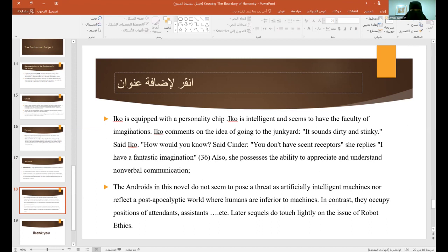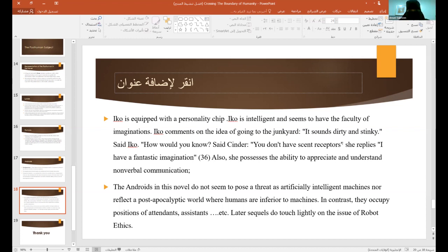What is interesting is that Echo is equipped with a personality chip, and this is a code that I've taken from the book. She comments on the idea of going to the junkyard. She says it sounds dirty and stinky. And how would you know? Cinder asks her, you don't have scent receptors. So she replies, I have a fantastic imagination. So the fact that she has this ability to appreciate and understand nonverbal communication challenges anthropocentric notions.